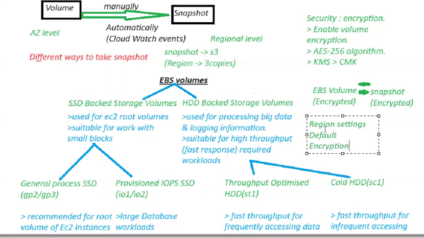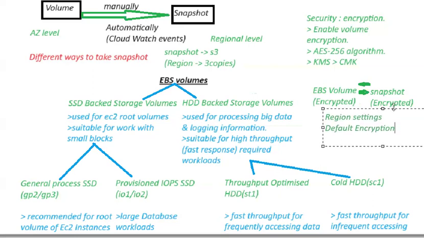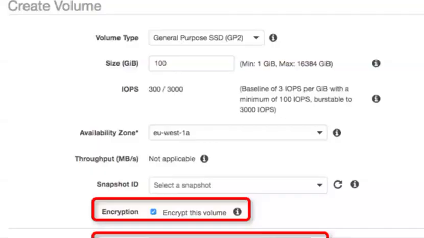So you can enable default encryption at the regional level. By enabling that default setting, you can encrypt all the volumes which are stored under that region. If you want to create an EBS volume, there are actually two ways.